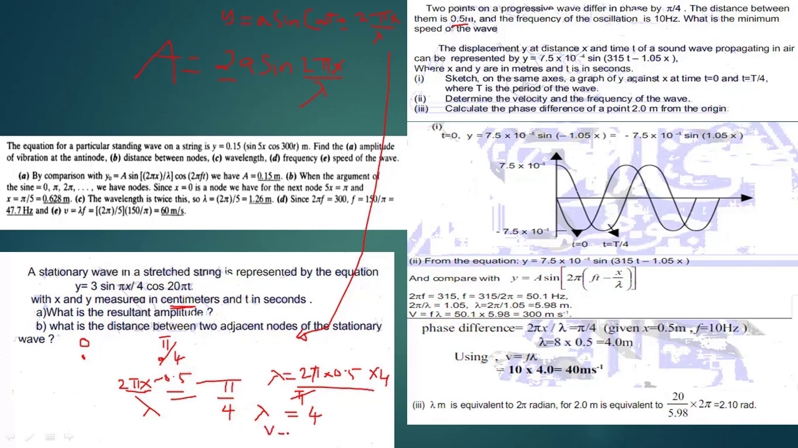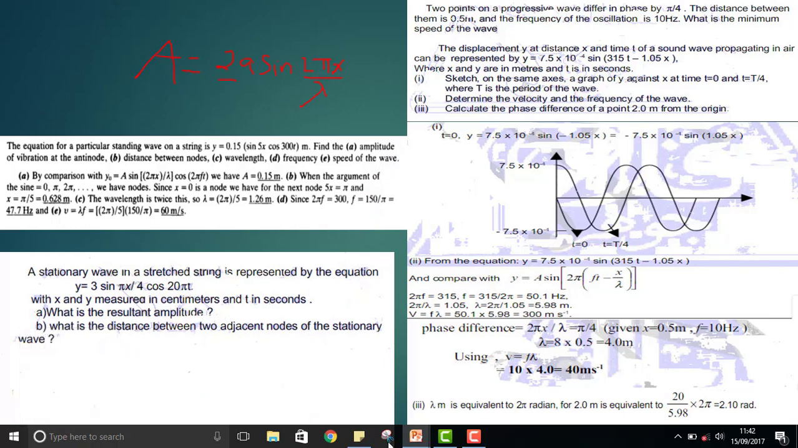So we know the velocity is equal to frequency times wavelength. The frequency given is 10, the wavelength is 4, and we have our speed of 40 meters per second. Okay, so it is solved like that.